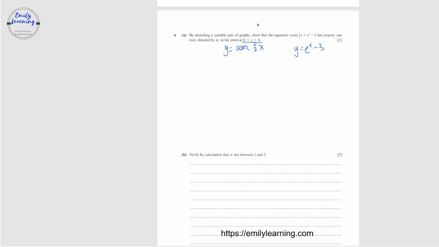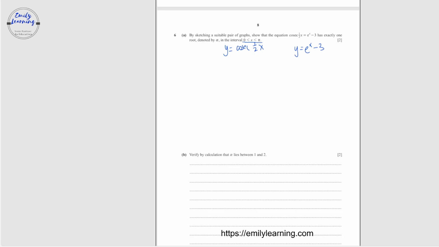Okay, so what are the two things that we will sketch? Well, we will sketch y equals cosecant half x and y equals e to the power of x minus 3 from 0 to pi. And we will show that within this range, there is only one point of intersection.